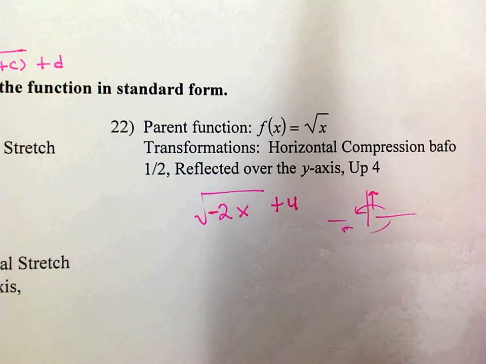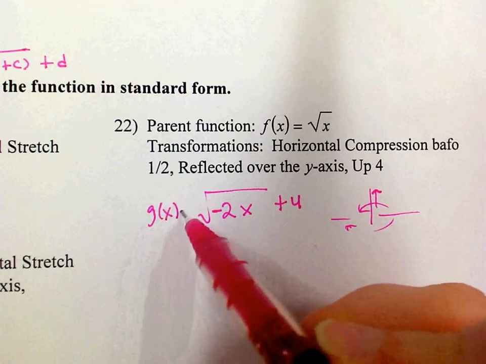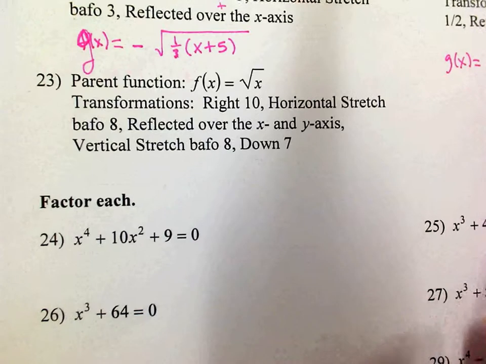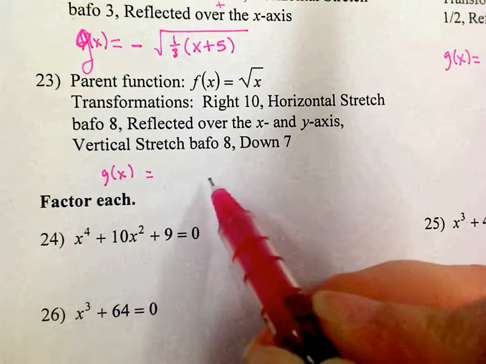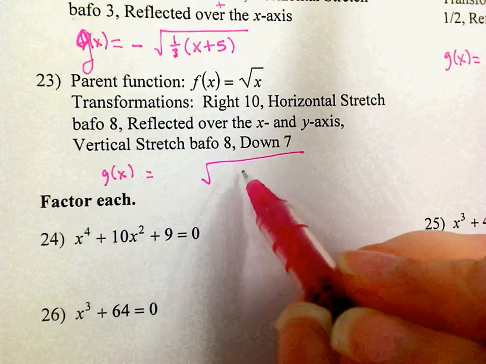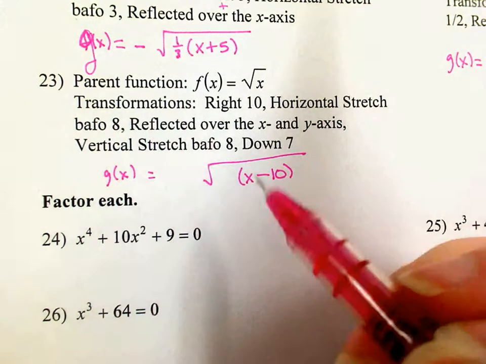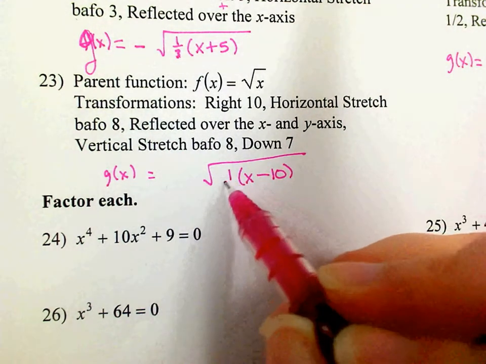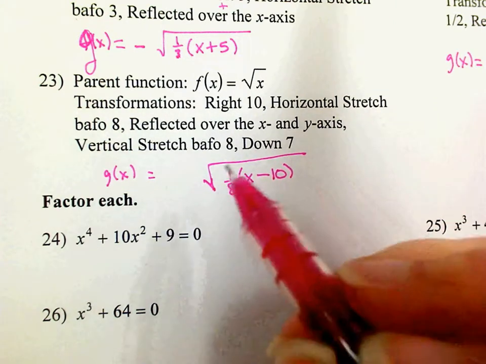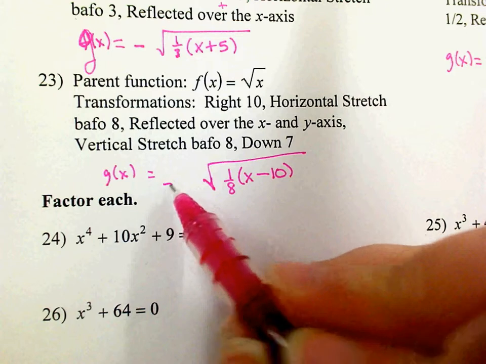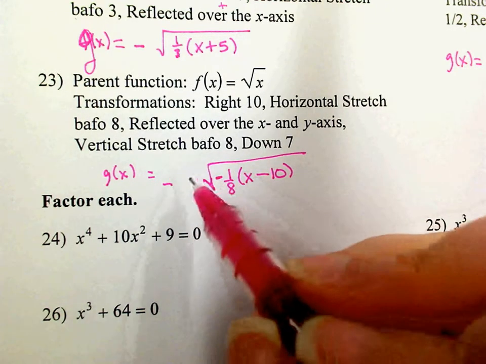Okay, now this one has it all. I've got right 10, inside, opposite. Horizontal stretch, inside, opposite, so 1/8. Reflected over the x and the y. Well, that's easy, you just have to remember they're both negative. So x is on the outside, y is on the inside. Vertical stretch by a factor of 8, that's outside, so it's exactly as it seems. And then down 7, outside, so -7. There you go.